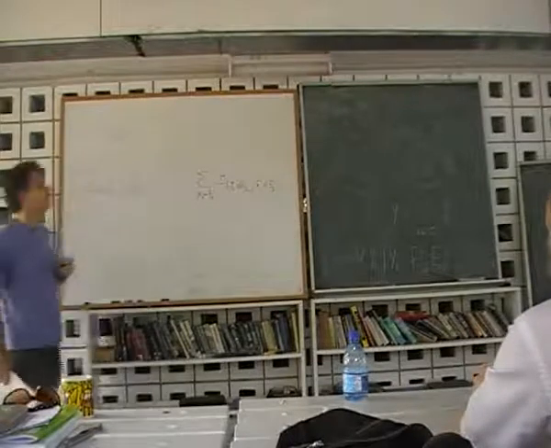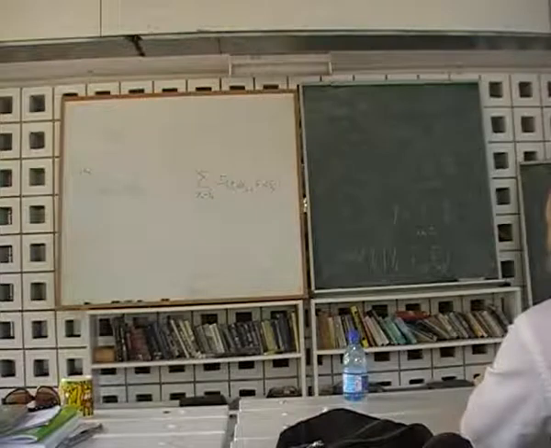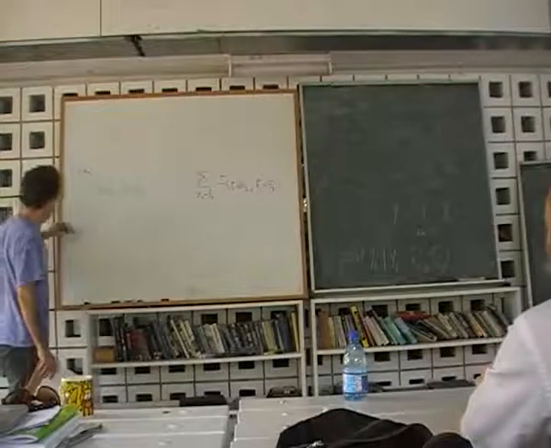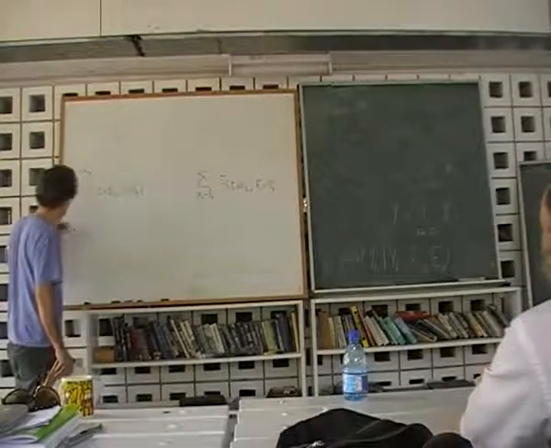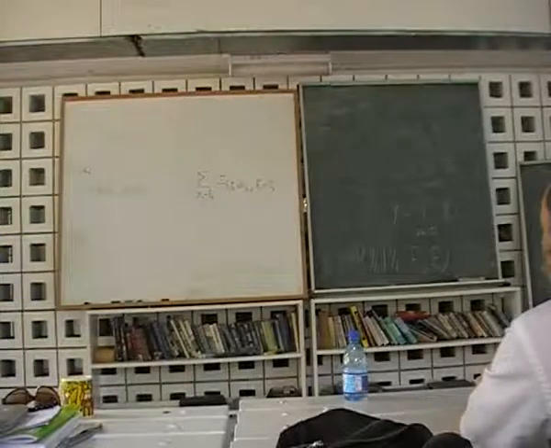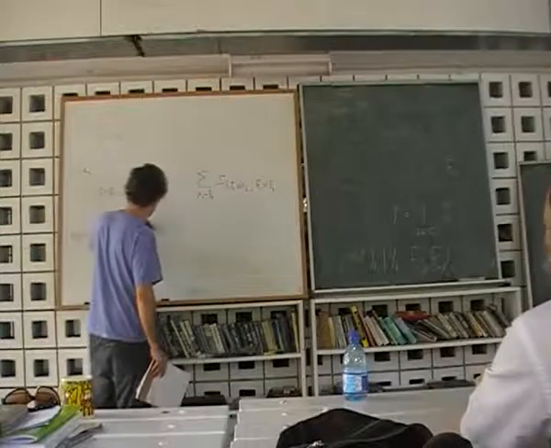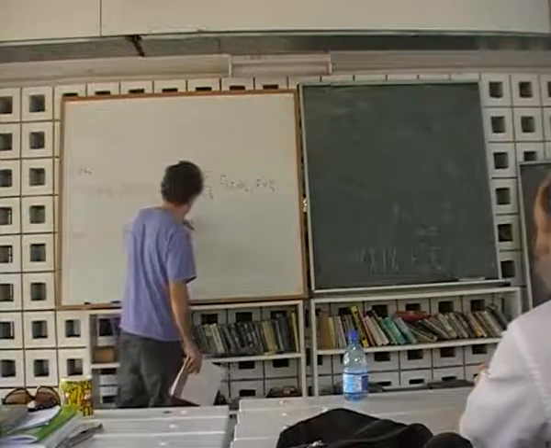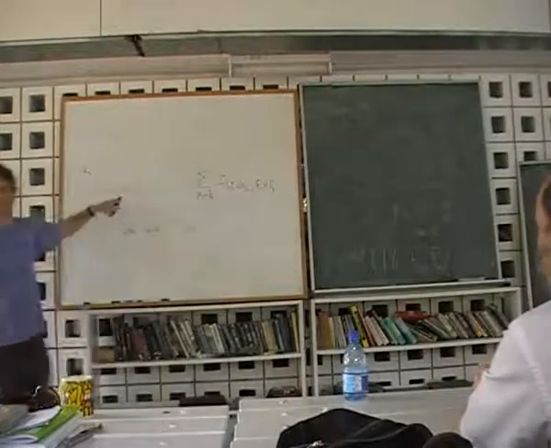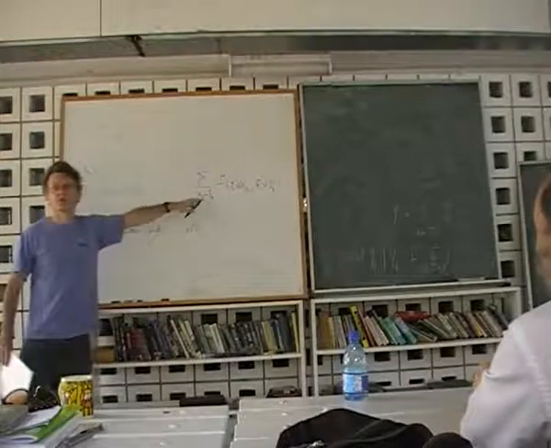Okay. So now, step one. The probability is well defined if and only if these two vectors are parallel. This is parallel to this.